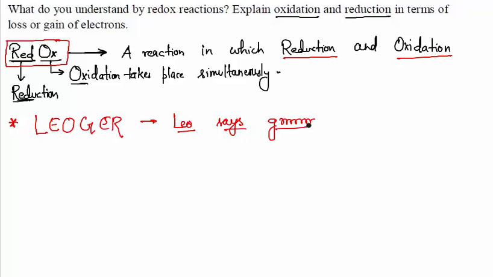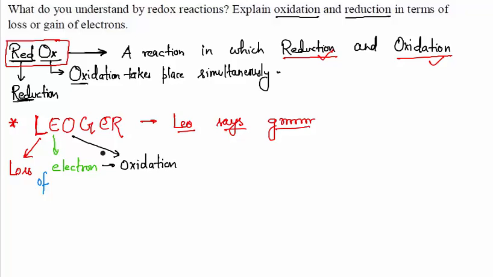Look how we are going to define reduction and oxidation with the help of this particular acronym. This L stands for what? Loss. Then E stands for what? Electron. And this O stands for oxidation.